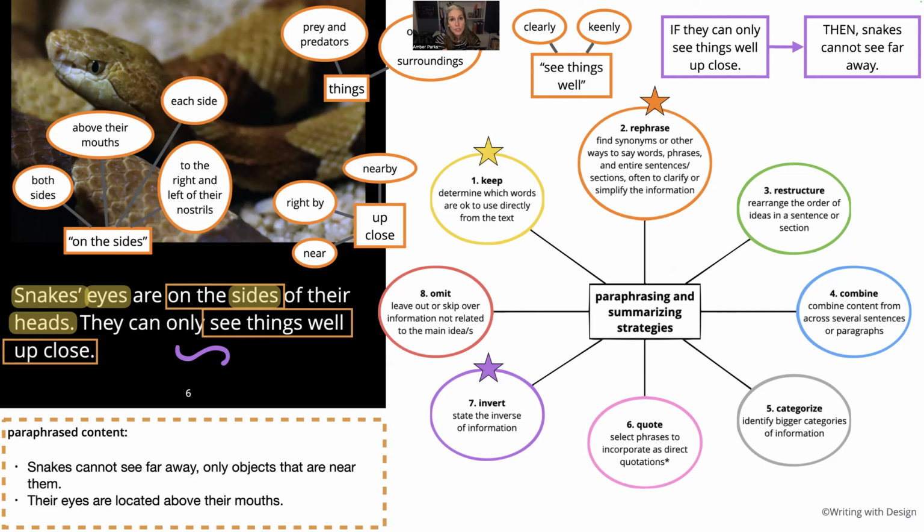So as you've noticed, keep and rephrase are utilized on every single one of these pages. So while the other strategies are kind of a buffet that you can choose from, deciding which words we can keep and which words and phrases and sentences we need to rephrase, those two strategies are required every single time for every single article, for every single sentence and paragraph that students need to paraphrase.